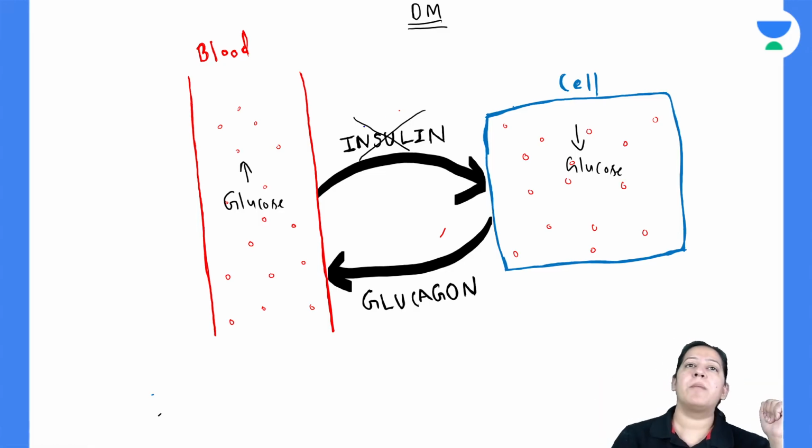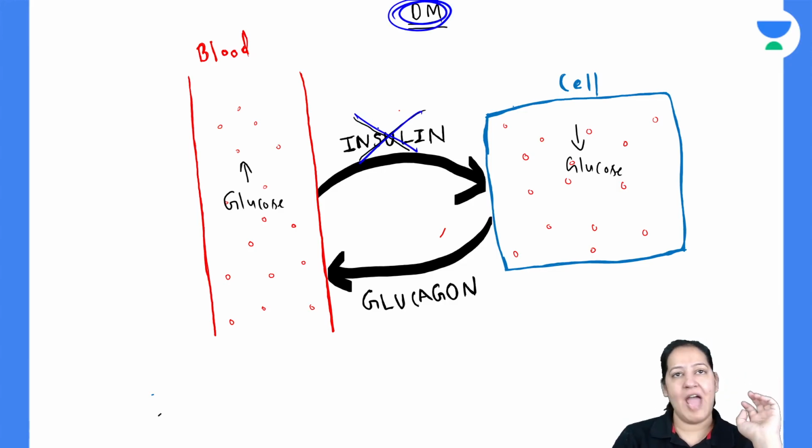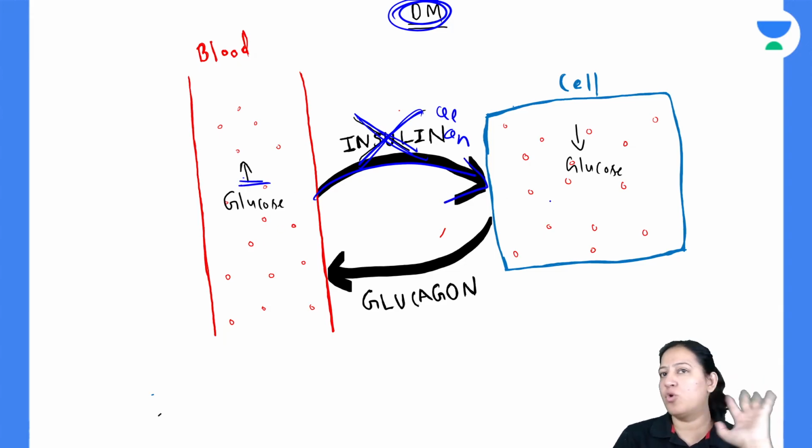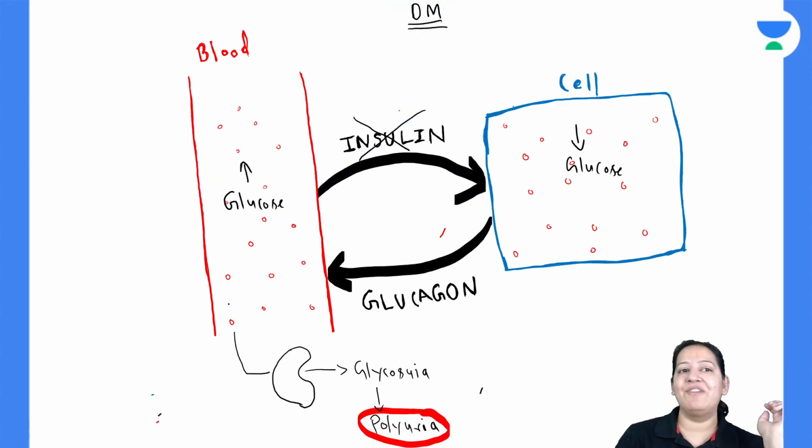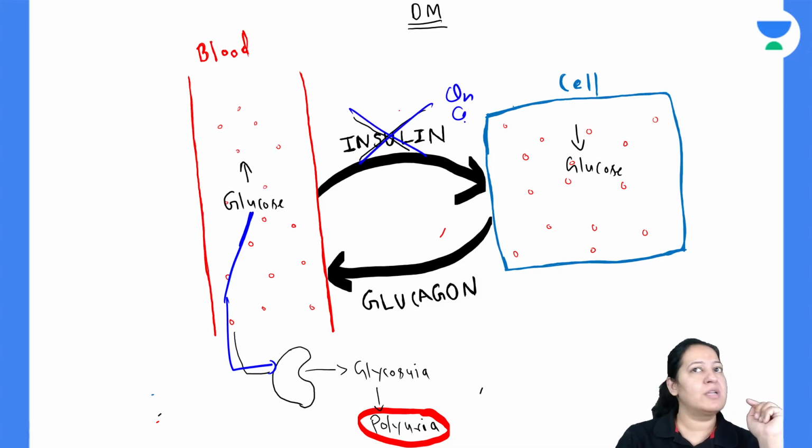In this diagram of diabetes, I have already explained it to you. The insulin is either absent or non-functional, either a qualitative defect or a quantitative defect, right? So the blood glucose cannot be shifted into the cell. So where will the glucose go? It cannot go into the cell. It will remain in the blood only. From blood, where will it go? It will go to the kidney for excretion. So excessive glucose is present in the blood because insulin is either absent or non-functional.